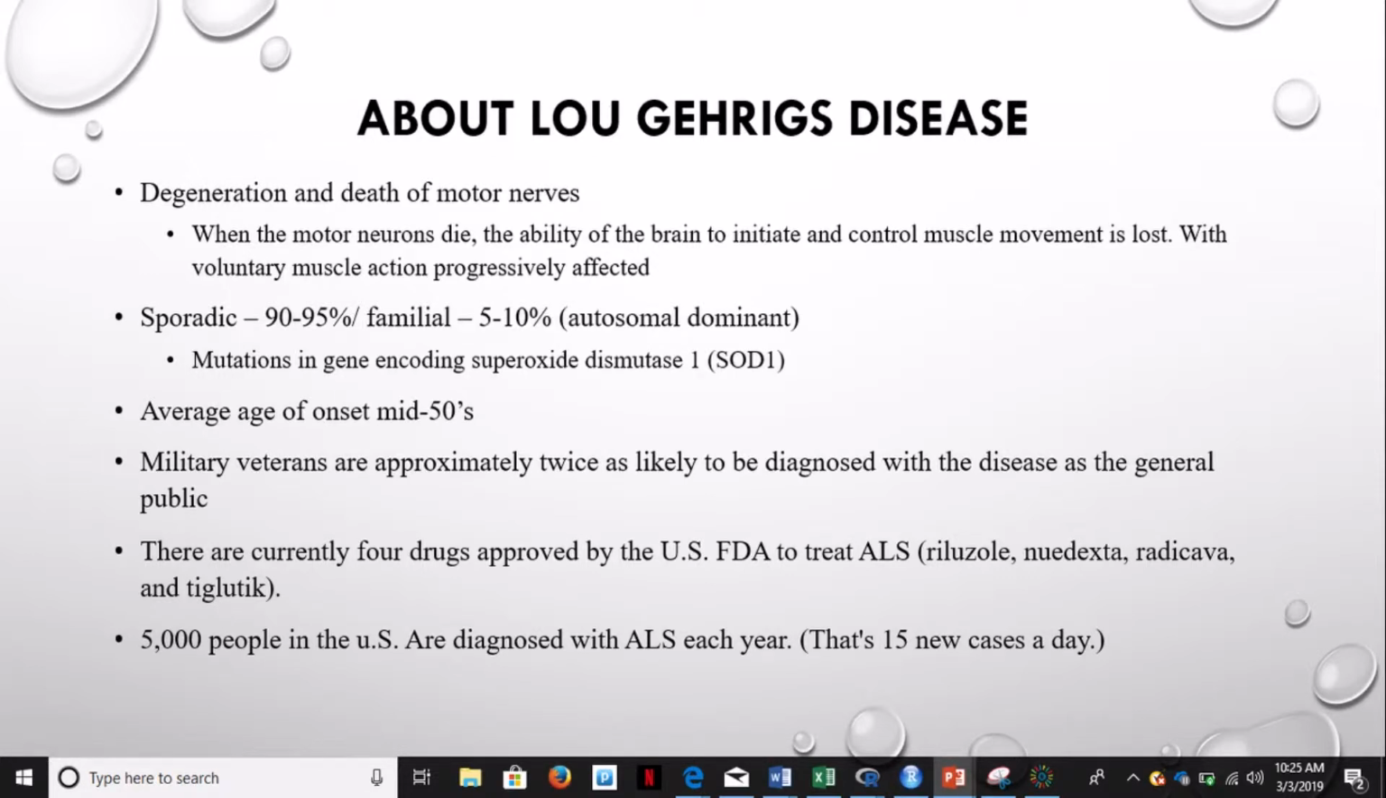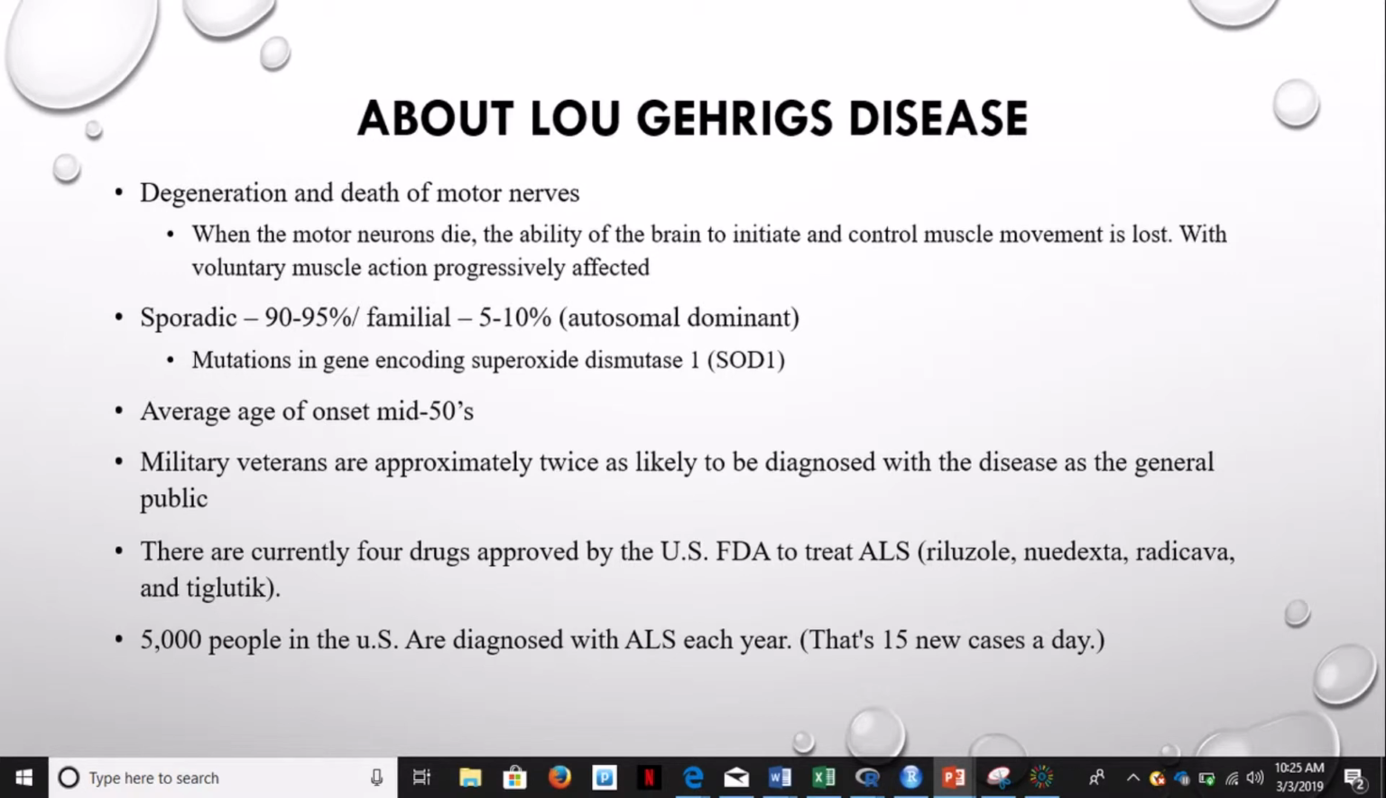Just a few other statistics or facts here. 90 to 95% are sporadic. 5 to 10% are genetic. And I wanted to mention this mutation, the SOD1, which is superoxide dismutase. It's pretty important in our future. I want to go over a couple experiments here.